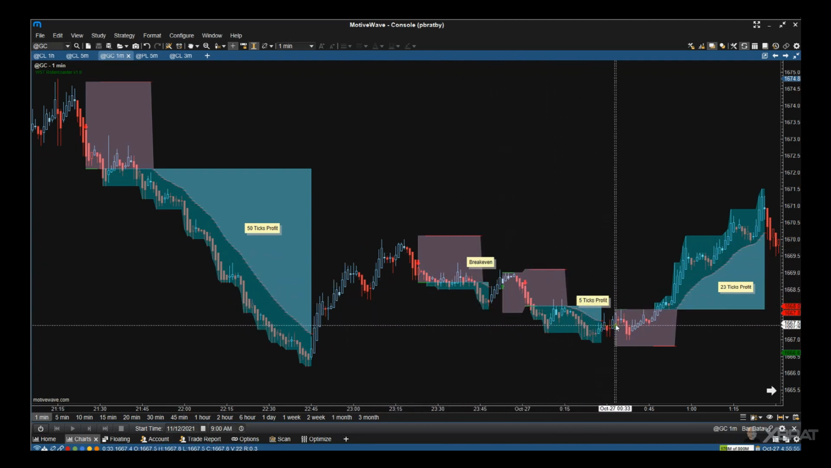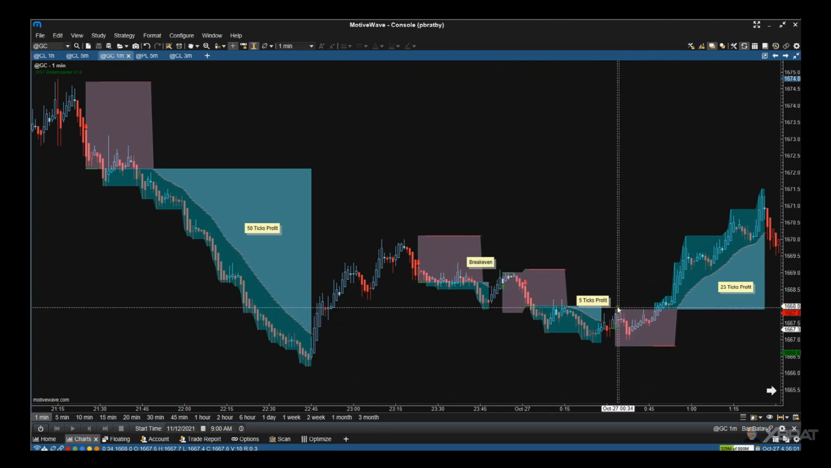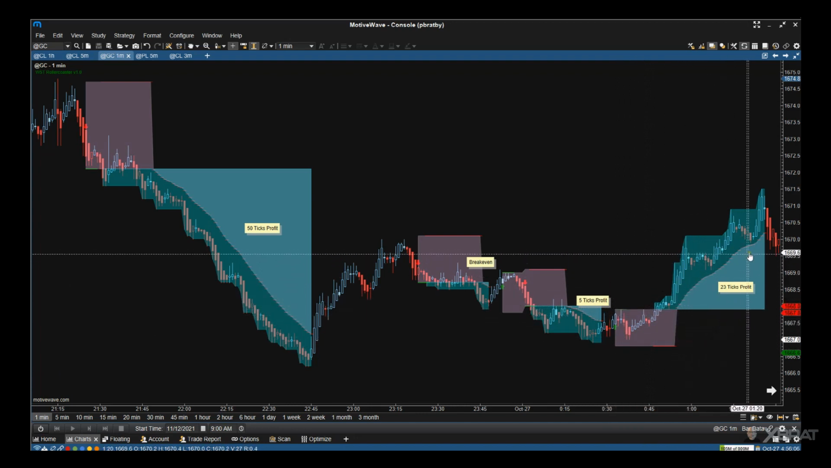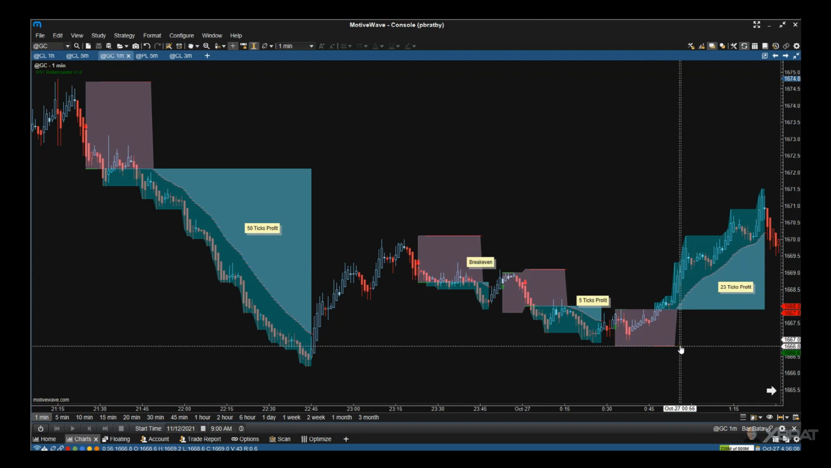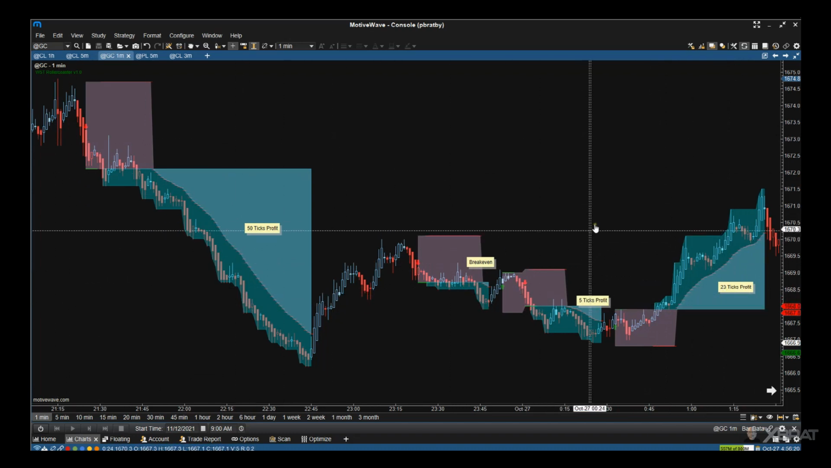And then we get a long signal here. Actually doesn't trigger until this point, a good 8 or so minutes after the signal. And then it goes 23 ticks profit. This was very narrow. So this is 66.8 to 67 points. It's only 11 tick risk there for a 23 tick profit. Very, very good. So you can see here, 100% win rate.